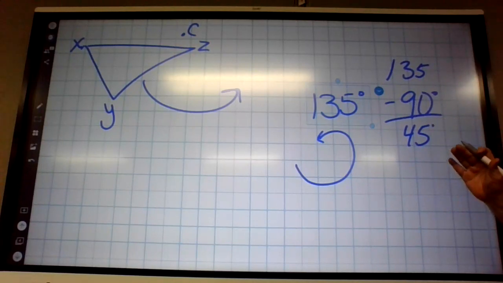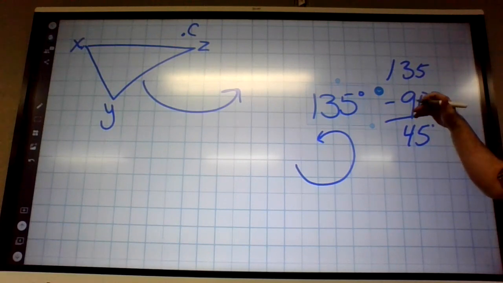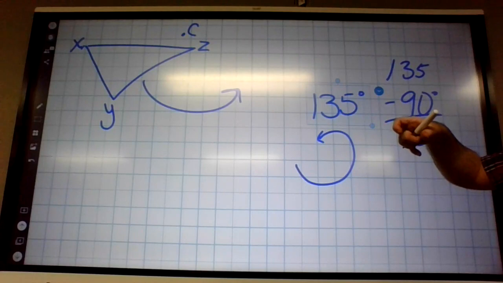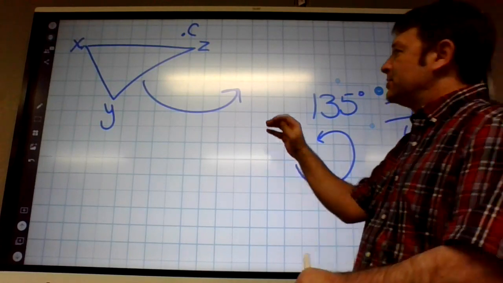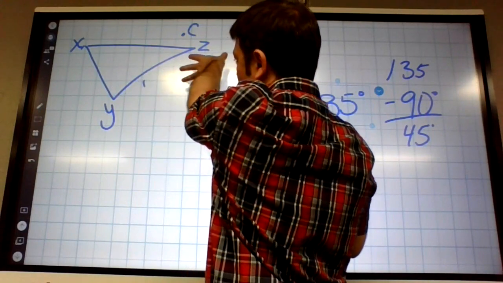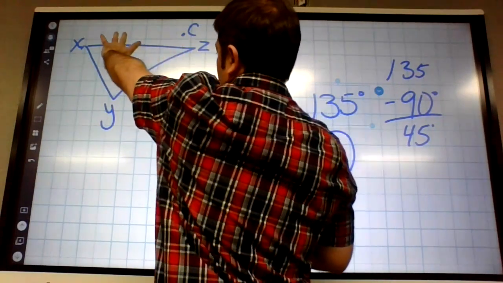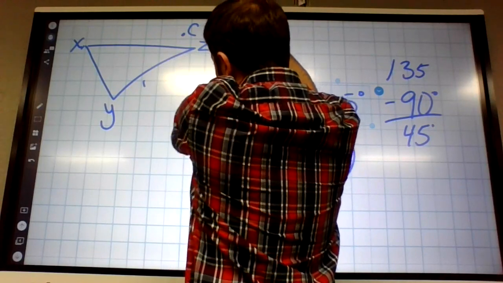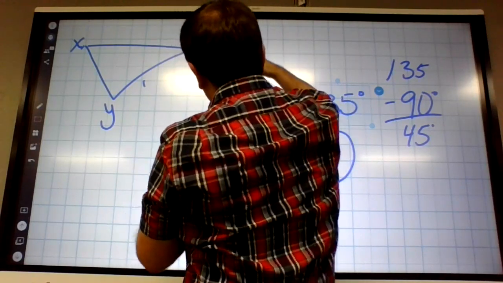135 is 45 more than 90. So you're gonna turn it a time and a half. So you're gonna turn a quarter and a half of a quarter. So if I turn it a quarter rotation, it'd be like that, right? Like the triangle would be standing up. Yeah. So if I turn it another half of a quarter, it'd kind of be like diagonal.